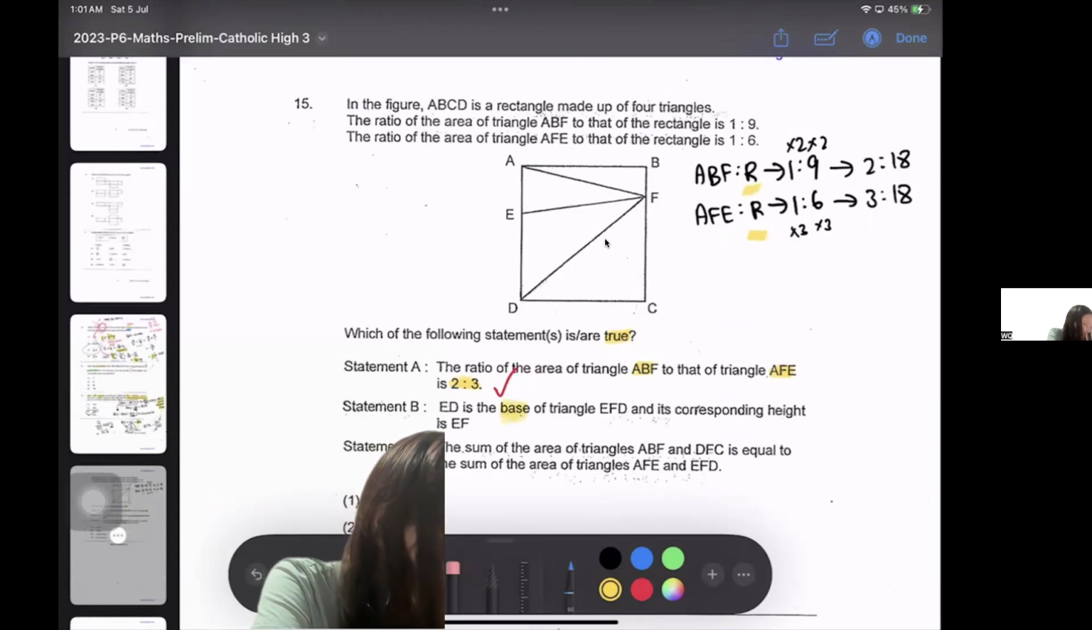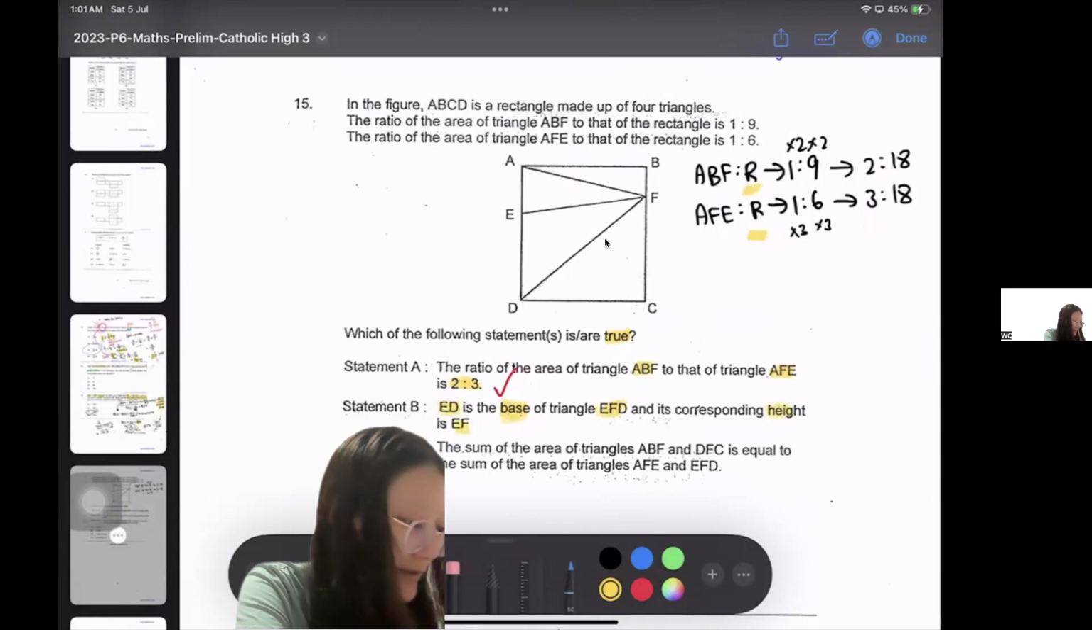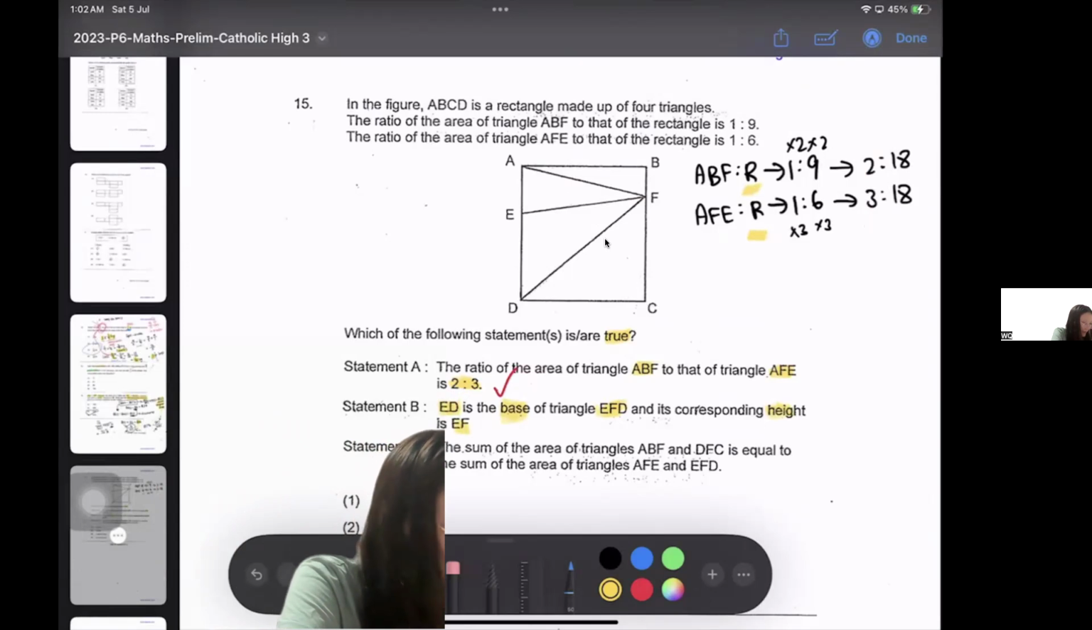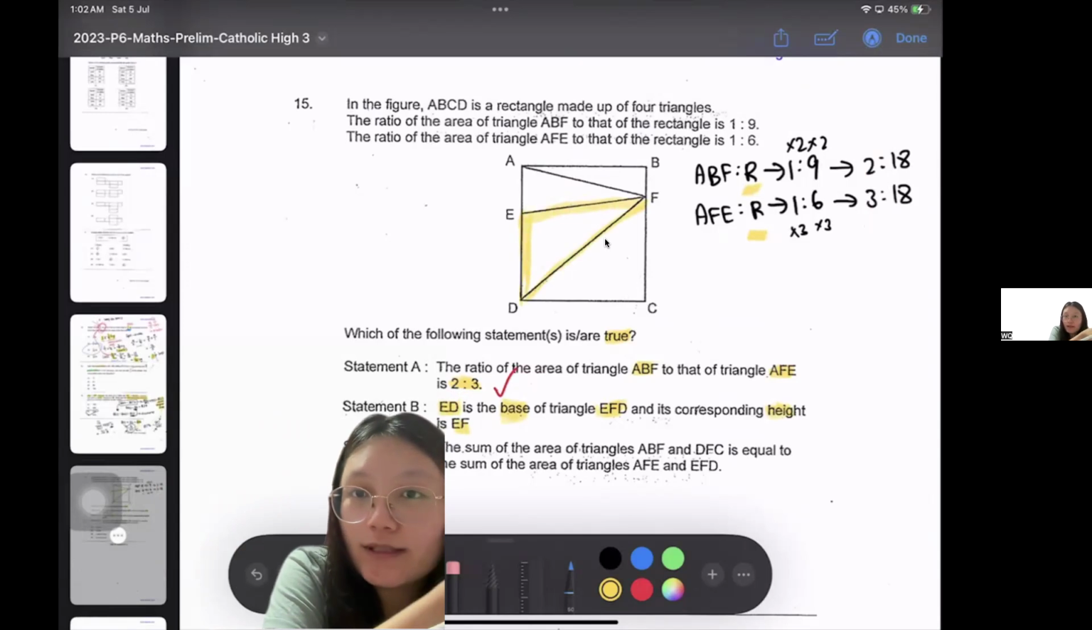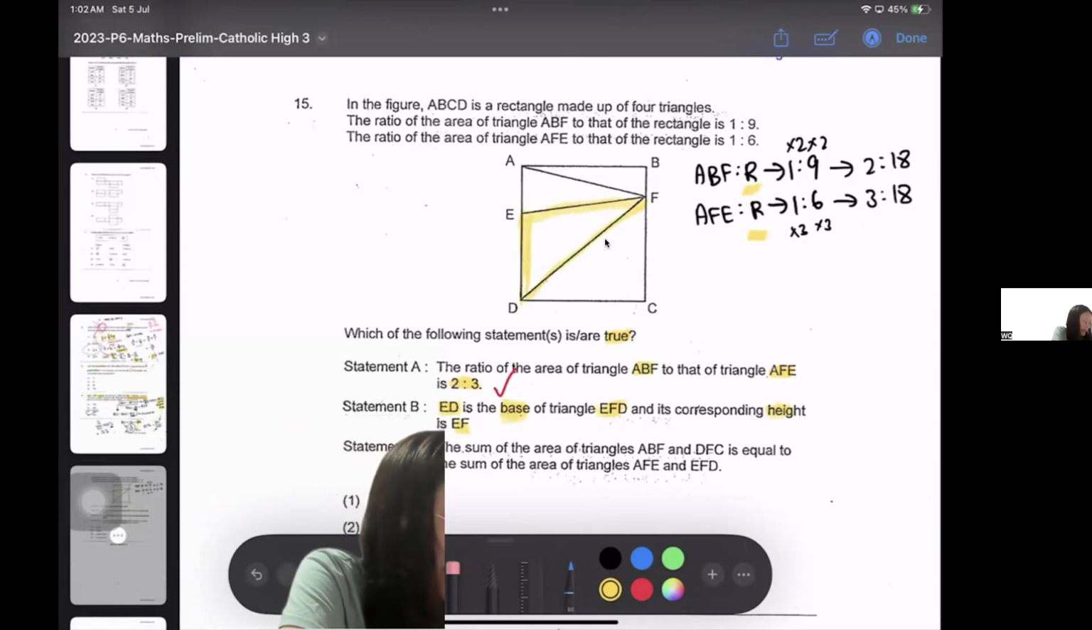Okay, next one. ED is the base of triangle EFD. Base, yeah, of the EFD. And the height is EF. Okay, ED is the base. Let's look at it. Where is EFD? EFD is here. Is ED the base of EFD? Looks like it might be the base of EFD, right? Because it is at the bottom. It looks like it's at the bottom of the triangle. So this part may be correct, okay? Maybe.